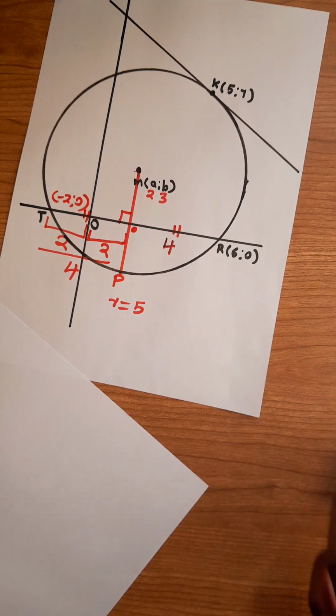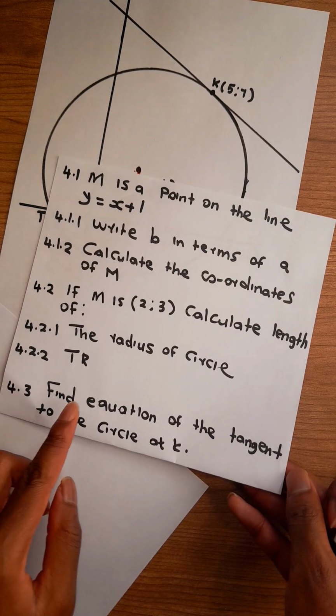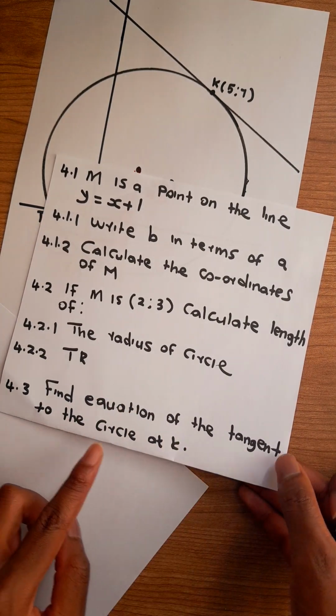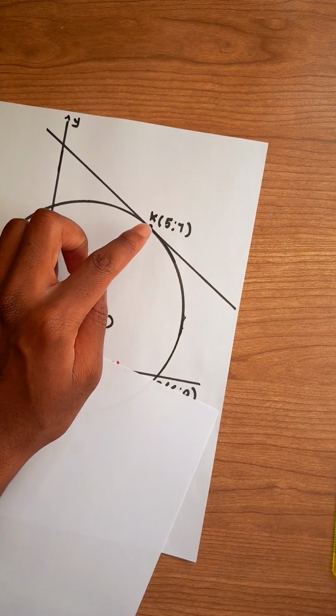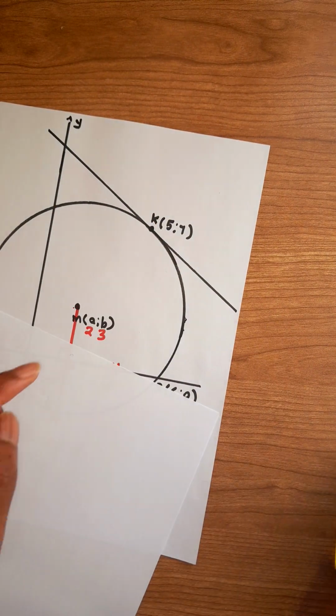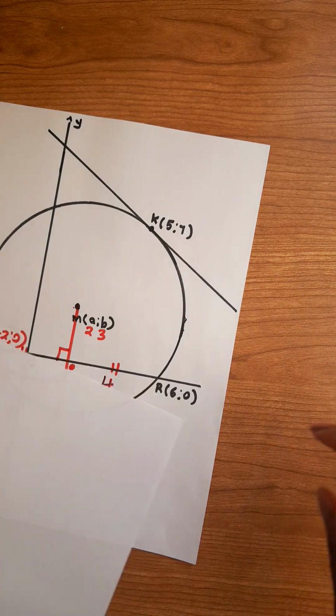Now let's look at the last question. The last question says, find the equation of the tangent to the circle at K. Here's the circle at K. They want us to calculate the equation of the tangent. Now the time is running, so let me speed up as well.